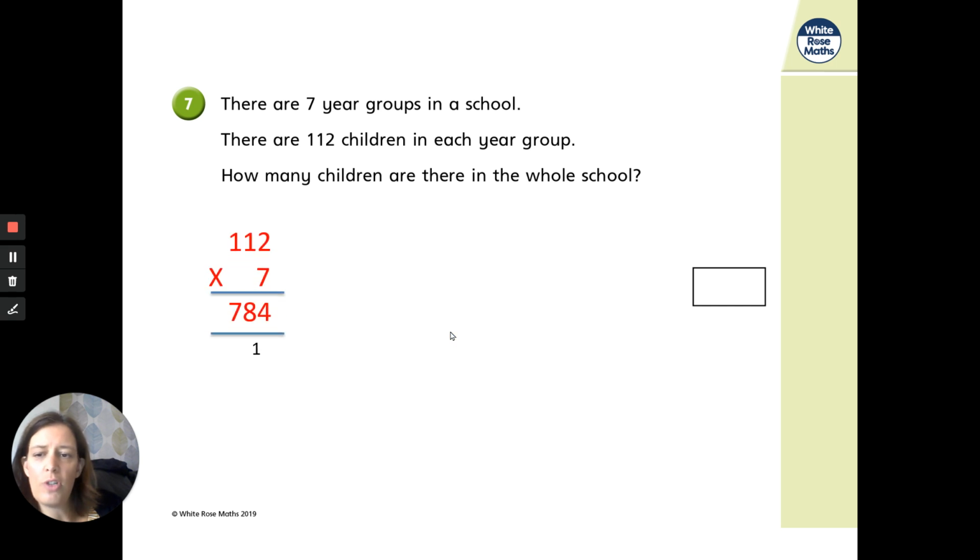So you should have put 112 times 7, which is 784. Let's check. 7 twos are 14, so there's my 14. 7 times 1 is 7, plus that 10 there, 8 tens, and then 7 100s are 7. So there were 784 children in the whole school.